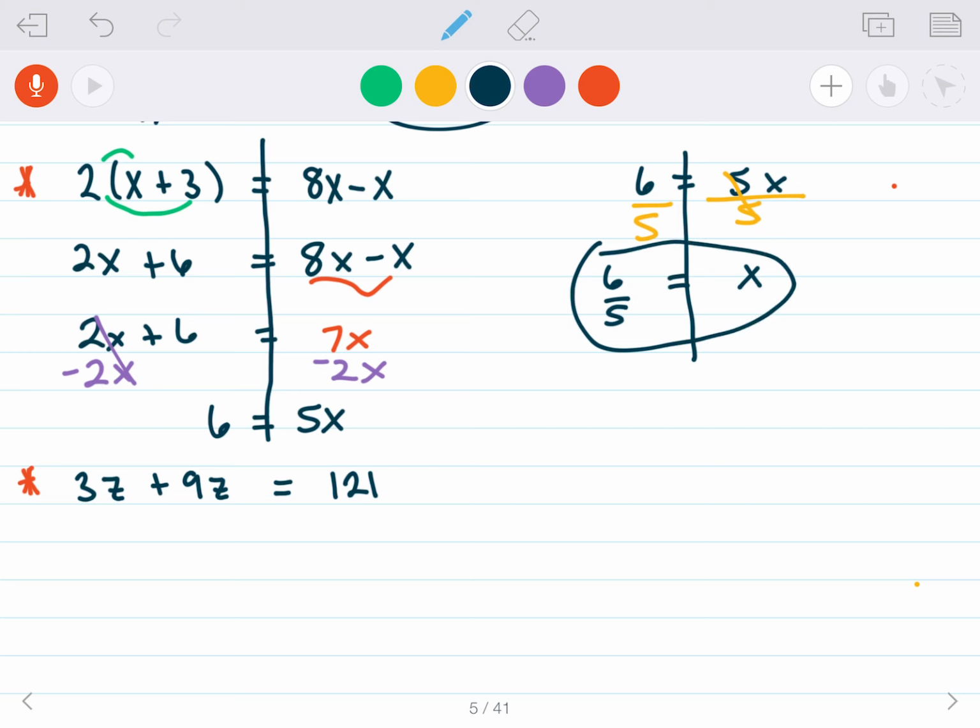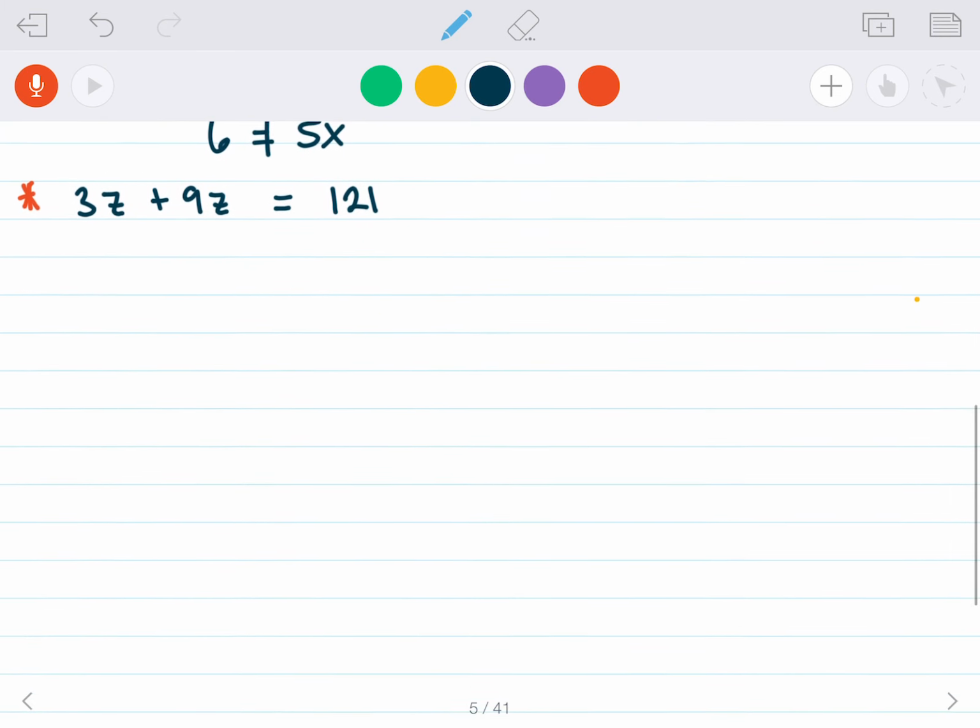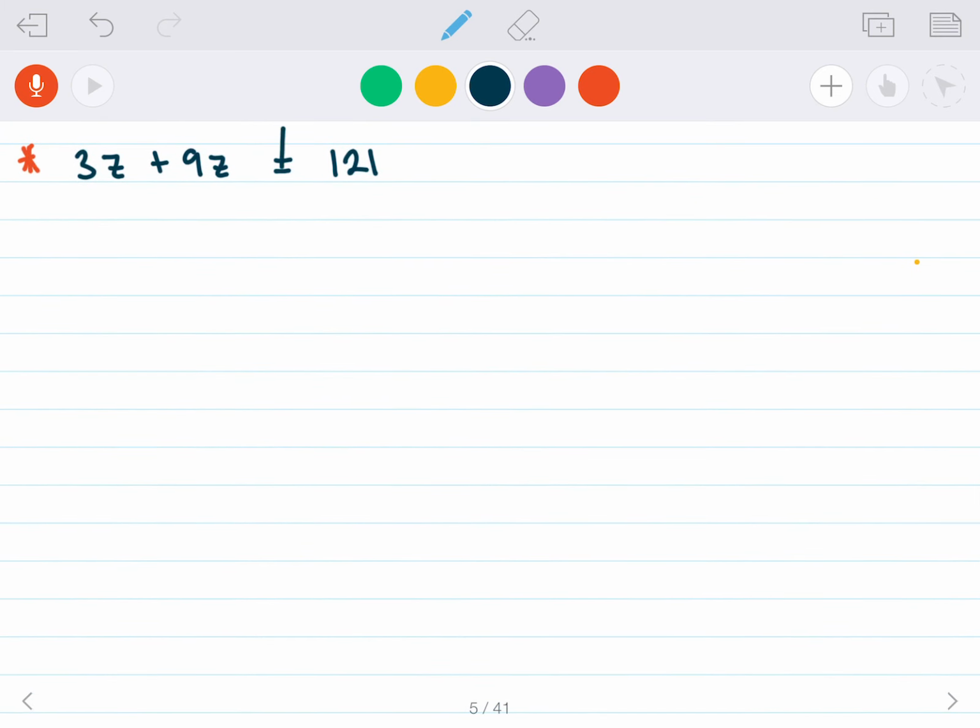Again, you should check it. I'm not going to do that here just for time's sake, but you should check to see that that's right. All right, last one on this page. Again, I encourage you to pause the video and try this one on your own.